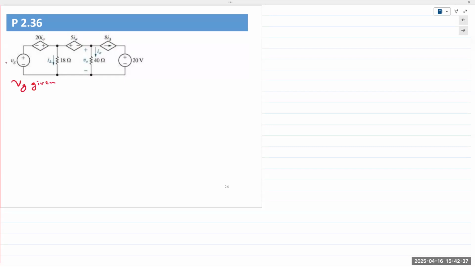So how can we apply KVL, KCL, and Ohm's law to solve for these? All right. So let's look at that. 36. Mine, the question is a little different. It's weird.